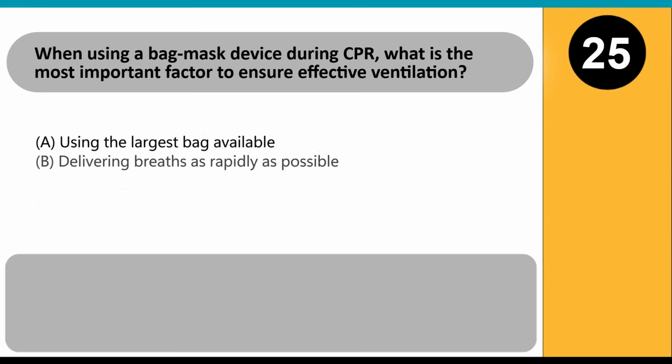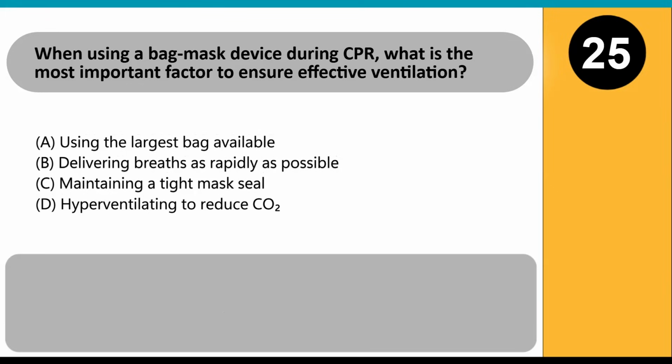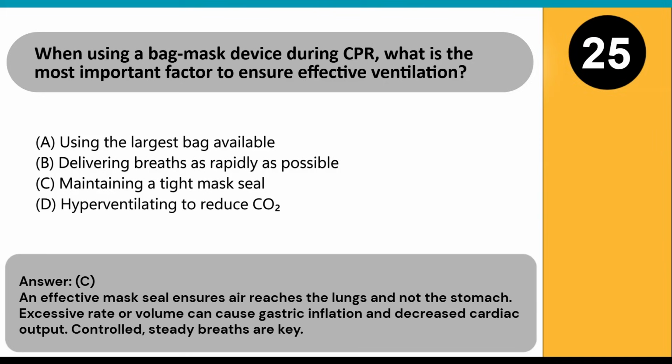When using a bag mask device during CPR, what is the most important factor to ensure effective ventilation? A. Using the largest bag available. B. Delivering breaths as rapidly as possible. C. Maintaining a tight mask seal. D. Hyperventilating to reduce CO2. Answer: C. An effective mask seal ensures air reaches the lungs and not the stomach. Excessive rate or volume can cause gastric inflation and decreased cardiac output. Controlled, steady breaths are key.